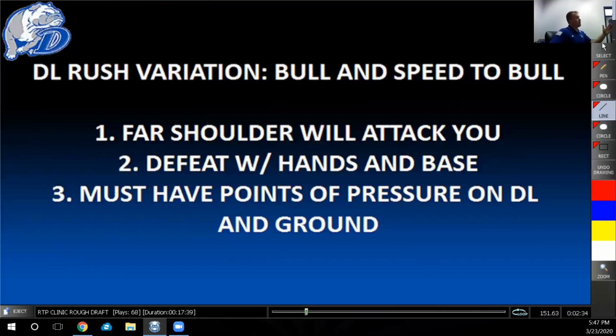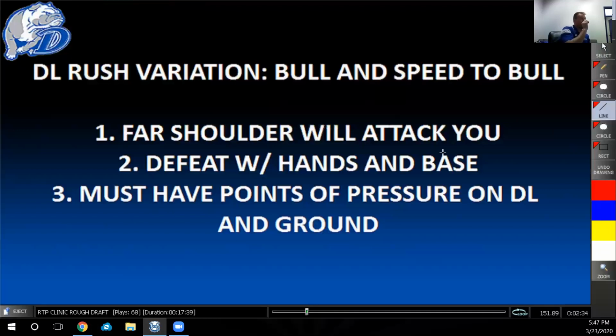So, like, this is our bull and speed-the-bull kind of progression. So far shoulder will attack you. Okay, so once you see that far shoulder and that far number come at you, you know it's a bull rush. He's going to come at you. He's going to try to drive you to the ground. You're going to defeat this move with hands and a base.